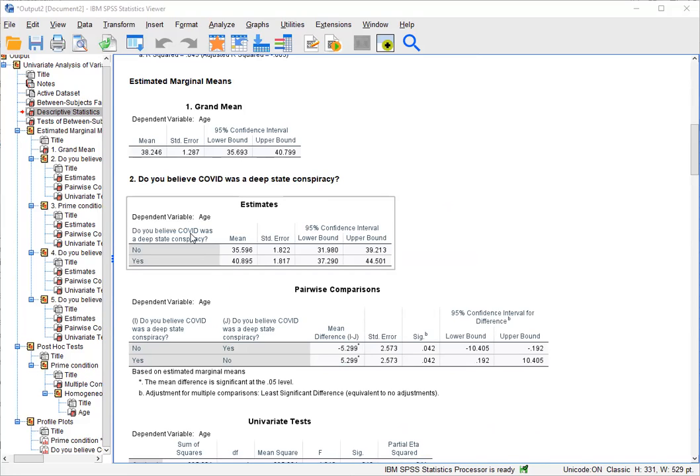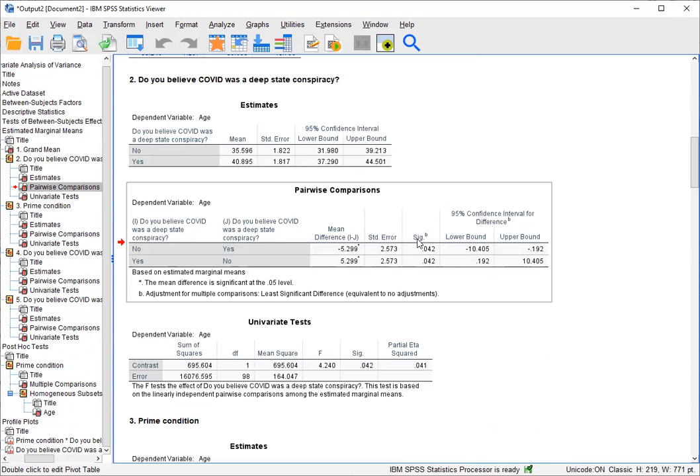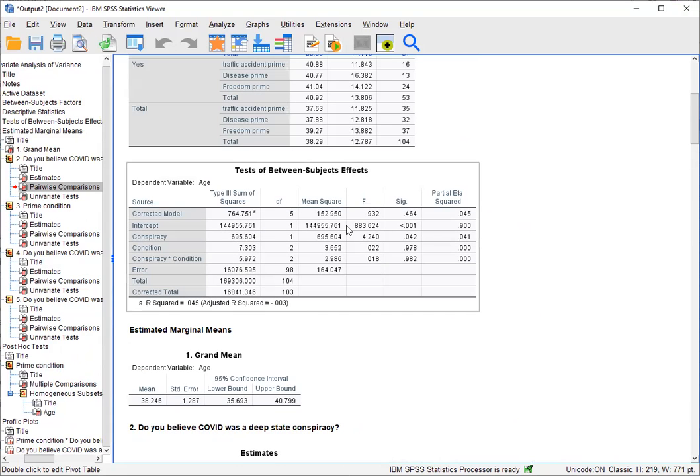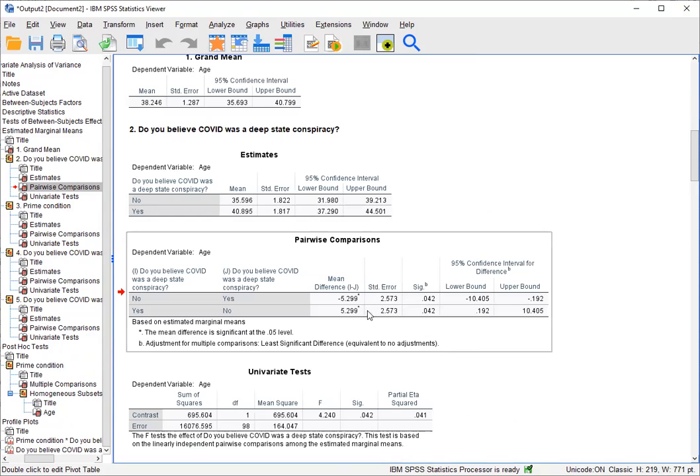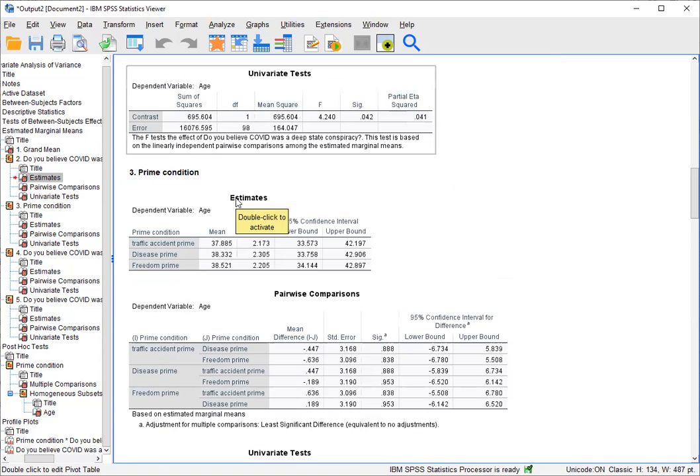Estimated marginal means. This is the means controlling for other things in the model. So for example, if we put covariates and so forth, okay? Pairwise comparisons. This is for the variable age. This is the same thing we already saw in our overall table up here that tested between subjects effects. Yes, there's an effect of age. Age is related to beliefs in conspiracy, where older people are more likely to think it was a conspiracy, right? We can look at that right up here. Mean age for people who thought it was a deep state conspiracy is 40.90, and those who did not was 35.60, right? Okay, we can scroll down to more.